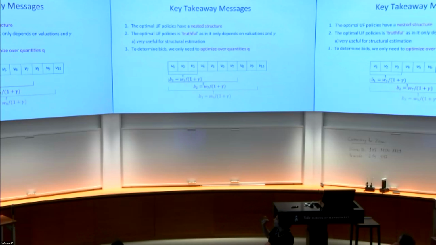So what are the main takeaway messages of this theorem? The first thing is that the optimal UF policy has this very nice nested structure through this capital Q. Another thing is that the optimal universal feasible policy is a kind of generalized truthful bidding strategy, in the sense that this class that I define only depends on the valuation curve. It only depends on gamma, and that's all, right? And the third thing is that to determine the bids, you only need to optimize over the Qs. As long as I have the Qs, I should just follow the truthful bidding strategy, and that's it.